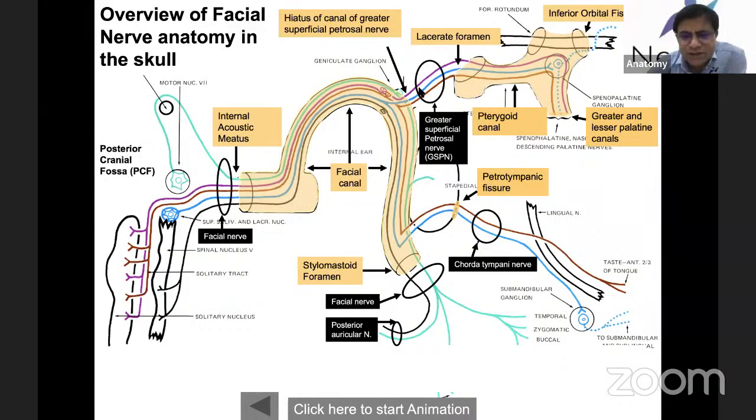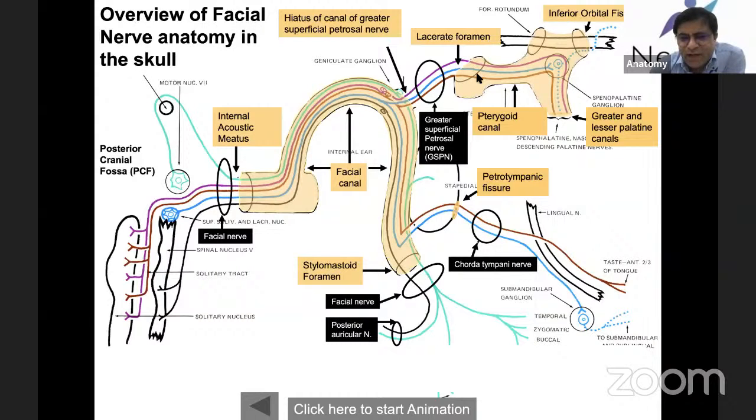Now see the branches here. The first branch, as I told you, is the greater superficial petrosal nerve. There's the tegmen tympani, the anterior wall of the petrous temporal bone, which forms the roof of the middle ear. Perforating through the hiatus for the greater petrosal nerve, it emerges, descends downwards and medially toward the foramen lacerum.